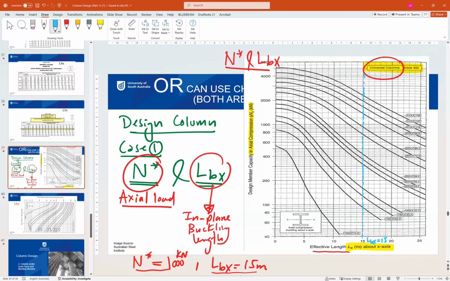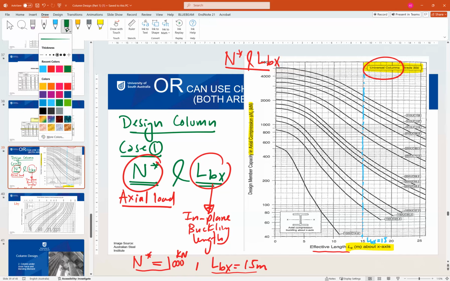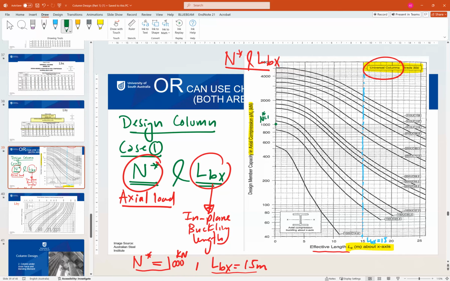Then on the vertical axis, we have N* of 1000 kilonewton. At 1000 here, this point N* equal to 1000 kilonewton, I will create another horizontal line here. So these two lines intersect at this point.